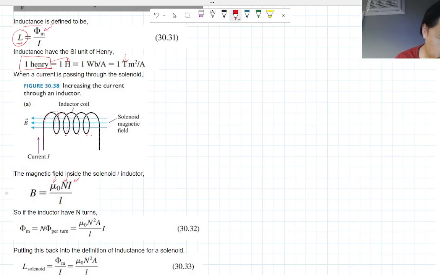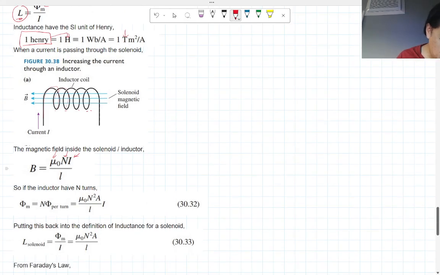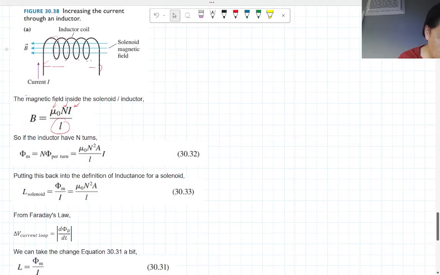Of course, the more current you run through this wire, the bigger the magnetic field you produce also. And it's inversely proportional to L, which is the length of this inductor. Okay, so if an inductor has N turns, you actually pick up an extra factor of N, and then the flux is proportional to the area of each of these loops.